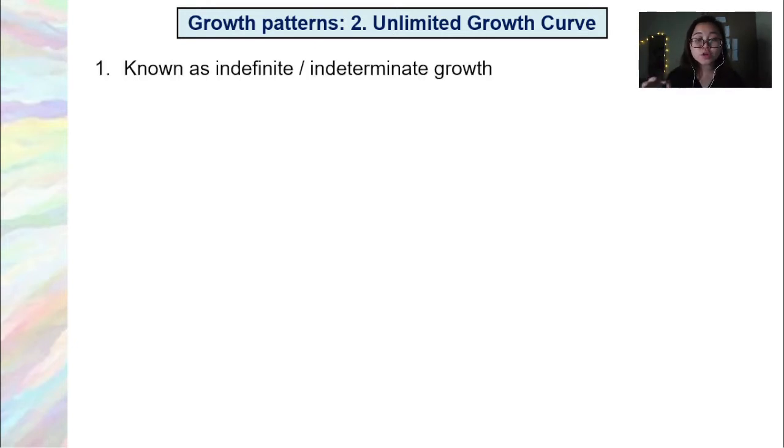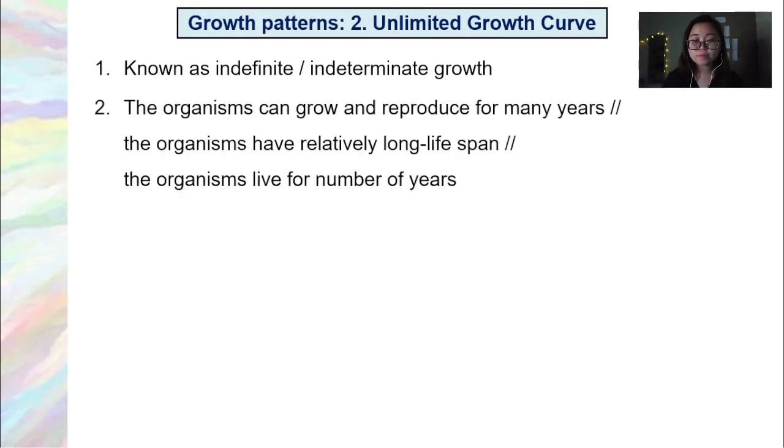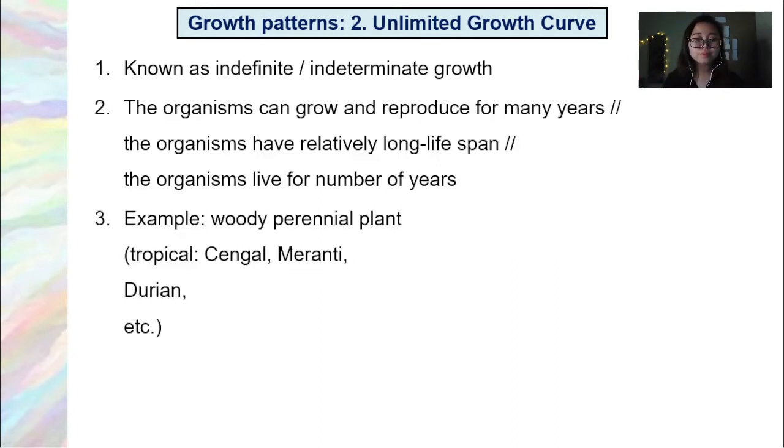Unlimited growth curve is also known as indefinite or indeterminate growth. The organisms that show this growth pattern can grow and reproduce for many years. They have relatively long lifespan and they can live for many numbers of years. So we're not talking about just like 10 years. It can be hundreds or even thousands of years if left alone.